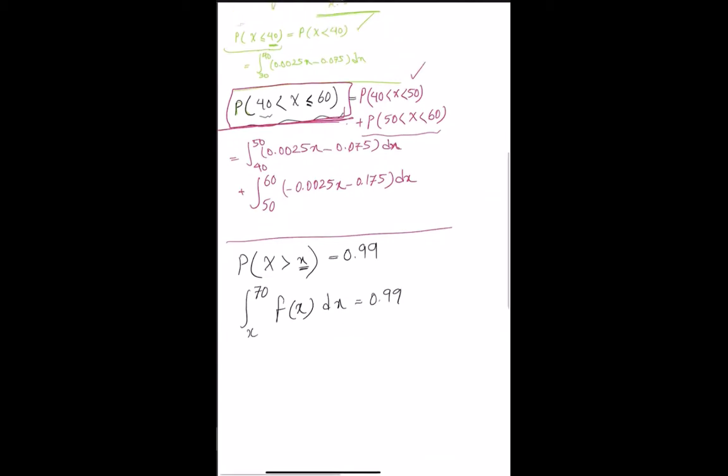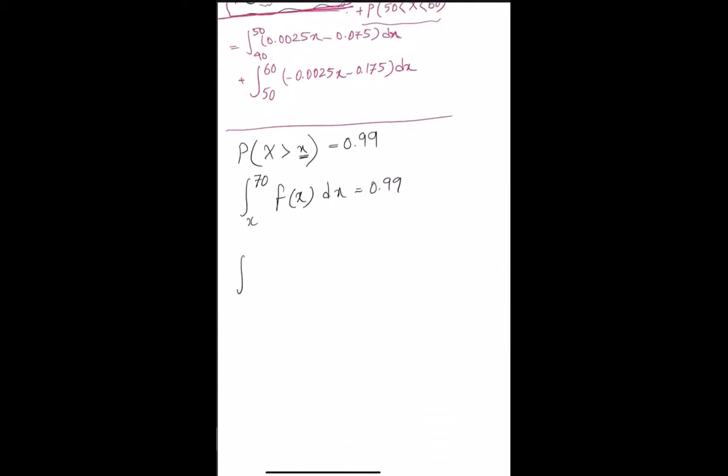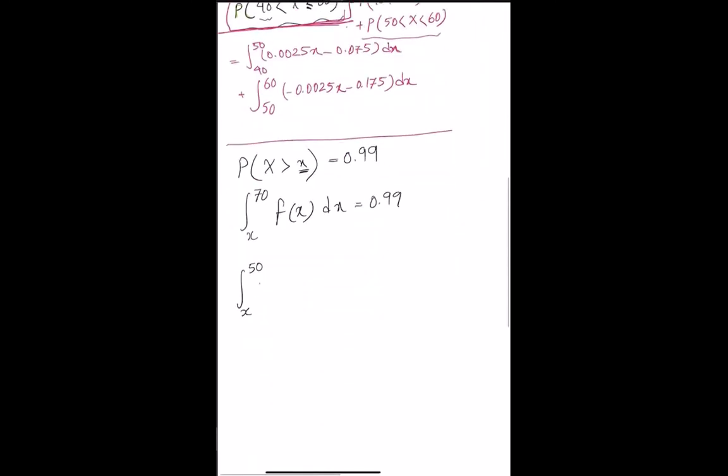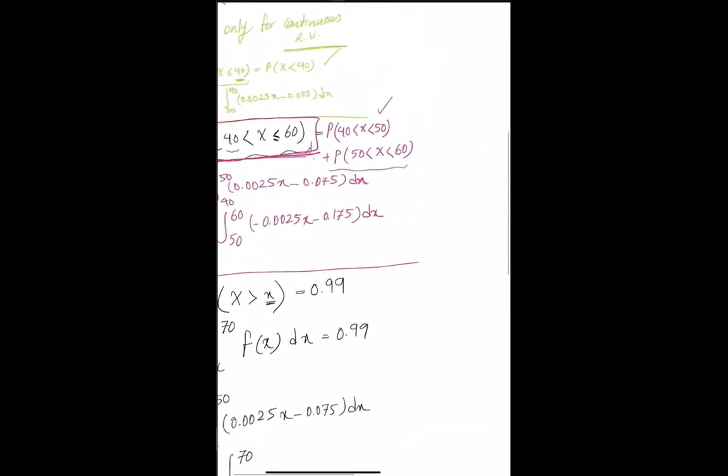However, I know that I can write this from x to 50, and for this range I'm going to use this probability density function, plus for the rest of the values for the x, it is going to go from 50 to 70, and when x is between 50 to 70 it's in this range, and I'm going to use this density function.